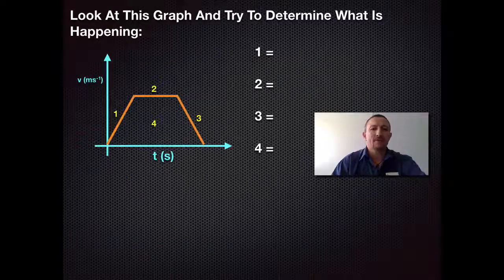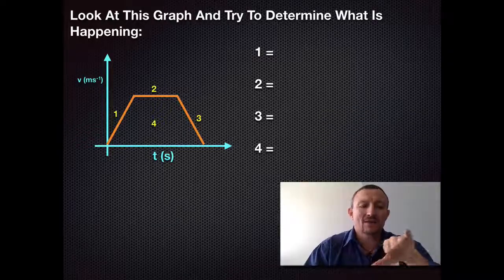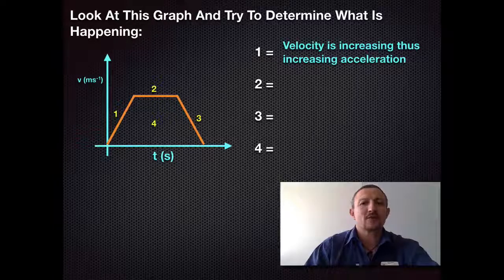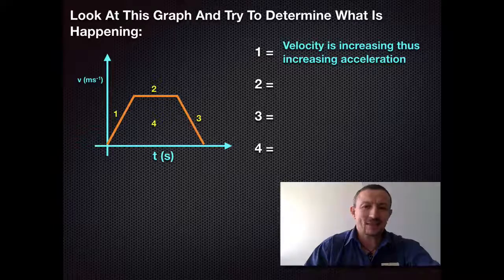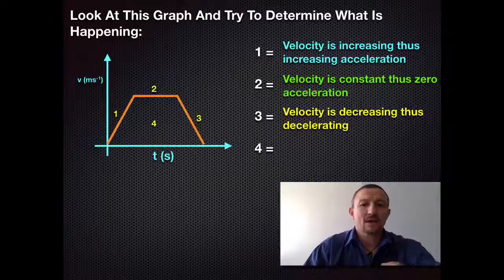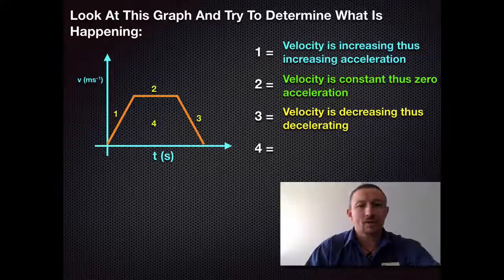So here we've got a graph which is rising at point 1, is flat at point 2, and then is curving down at point 3. And then we've got number 4, which we'll look at in a minute. Well, 1, as we've already determined, shows that we are increasing our velocity, hence we've got a constant acceleration. In 2, we've got a constant velocity, which means we have zero acceleration, and in 3, our velocity is decreasing, so we've got a deceleration, or a constant negative acceleration.